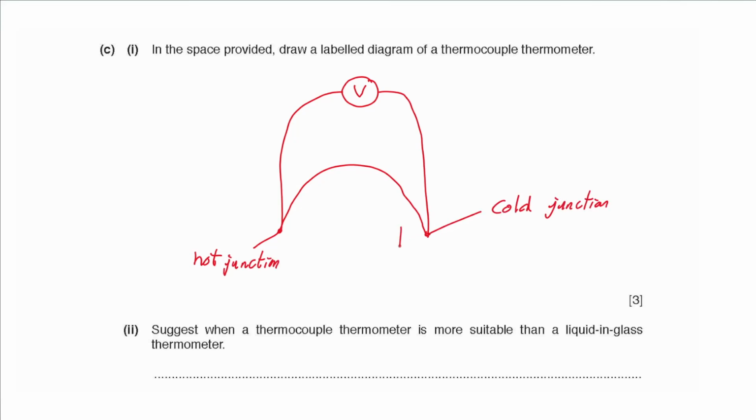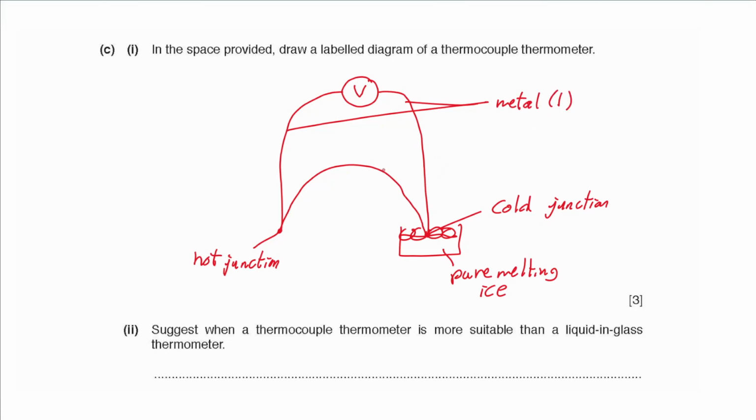The cold junction is placed in pure melting ice, so we draw something like this and we label it pure melting ice, or we label it 0 degrees Celsius, and then we label two of the wires coming from the voltmeter with metal 1, for example, or give an example of a metal like copper or iron, and for the third wire we say metal 2, or we choose another metal other than the one we chose for the wires of the voltmeter. Part c ii says suggest when a thermocouple thermometer is more suitable than a liquid in glass thermometer.